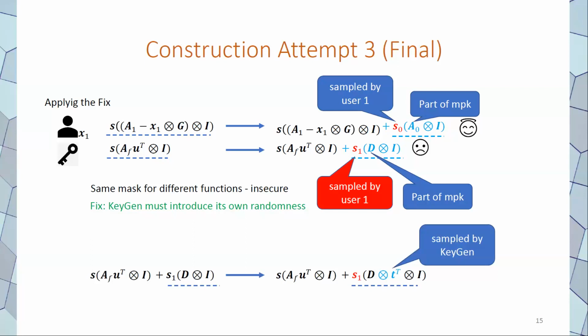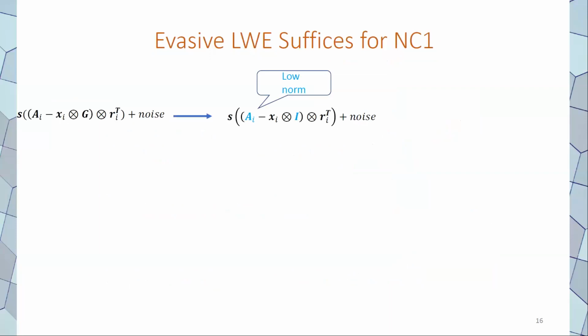We do need to do some more work so that at the time of decryption, we can remove this masking term. So that defines the construction, which works for NC1 circuits. Now, I want to briefly talk about how, if we restrict our circuit class to NC1, then evasive LWE suffices. Basically, where we use tensor LWE, we use tensor LWE to argue pseudo randomness of terms like this.